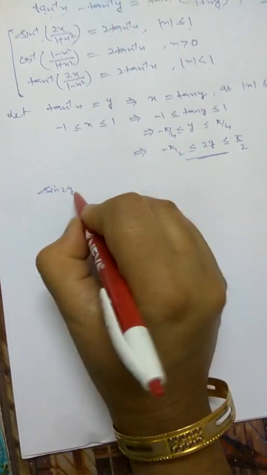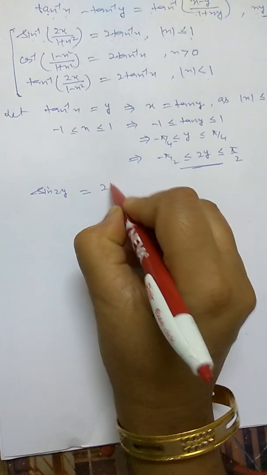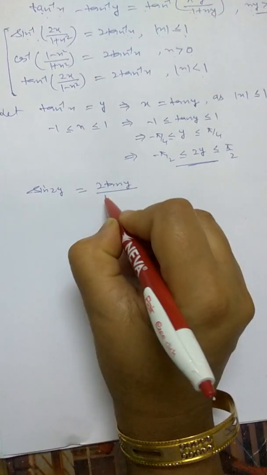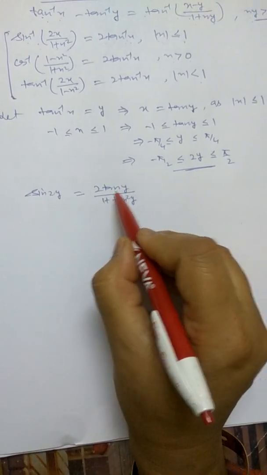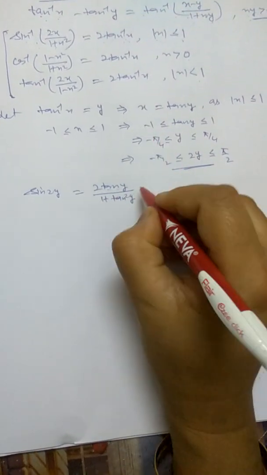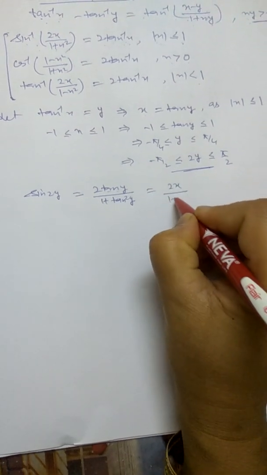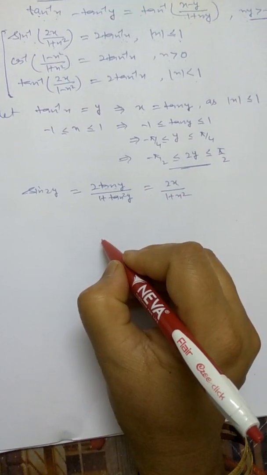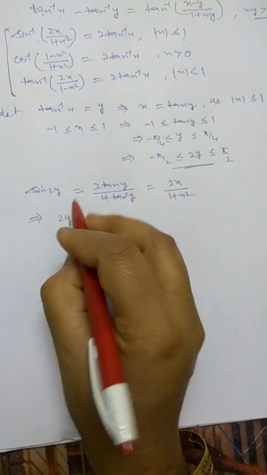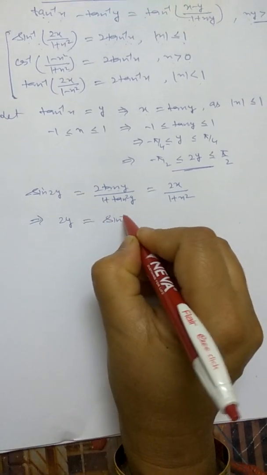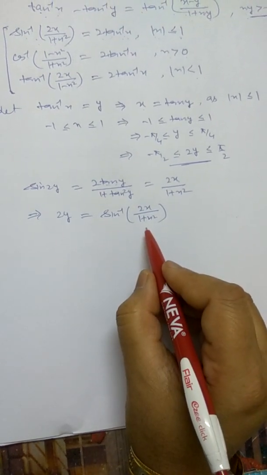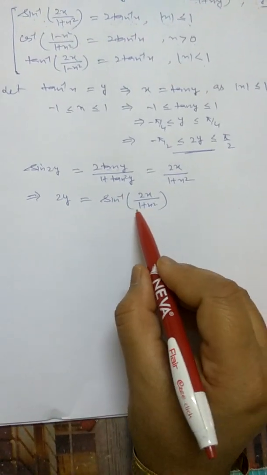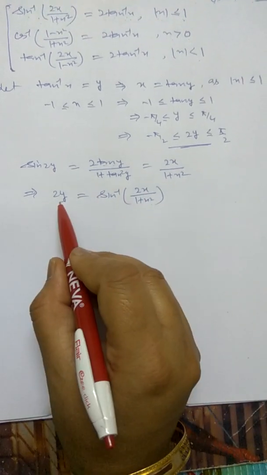And now the formula for sine 2y. What is the formula for sine 2y? That is equal to 2 tangent y upon (1 plus tangent square y). Substitute the value of tangent y. Tangent y is x. You will get 2x upon (1 plus x square). And take the inverse of this. This implies 2y is equal to sine inverse of 2x upon (1 plus x square).